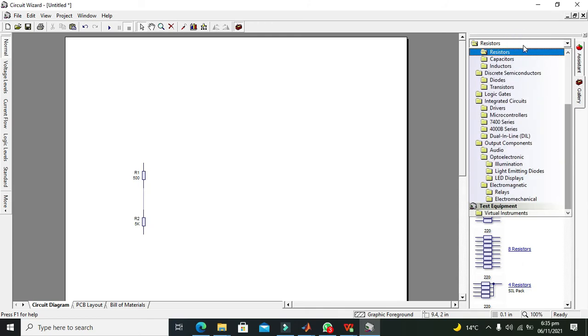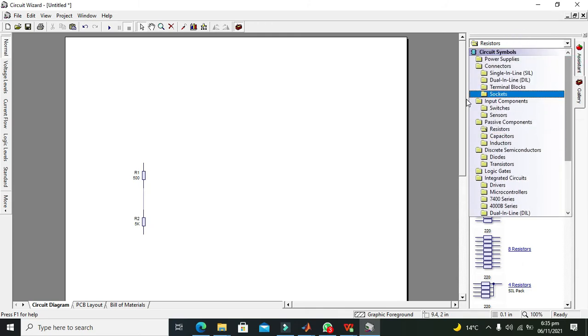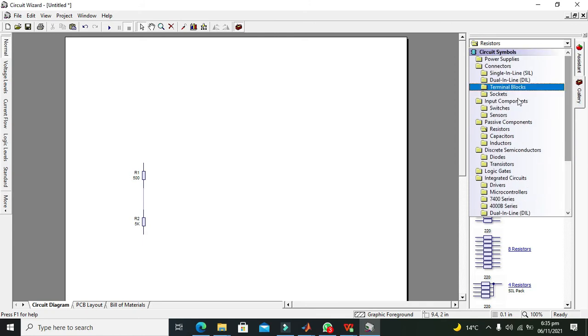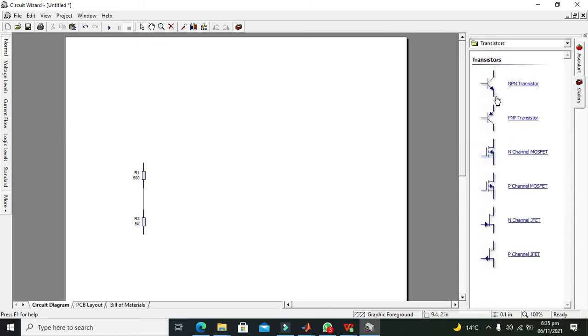After this potential divider or voltage divider circuit, the second thing we need is the transistor. We have to search for it. There are our components, diodes, transistors. So we will take one NPN transistor. The NPN transistor's base must get the signal, so it will be attached to the 500 ohm resistor.